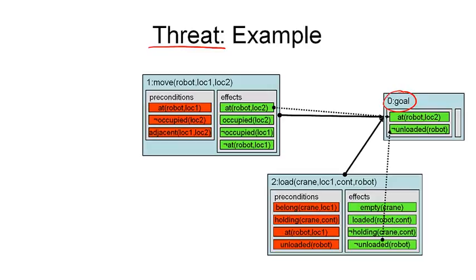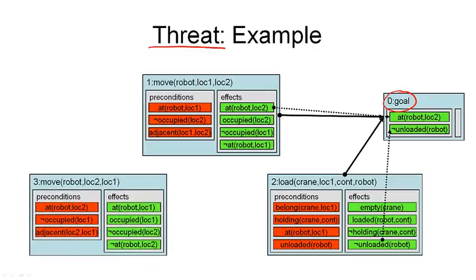Now what we do is apply more plan refinement operations. In this case, we add an action to the plan, this new move action over here. And the reason why we do this is because we want to support the precondition at robot location 1 with this new operator. So we have inserted a causal link for this, and we also insert an ordering constraint because the action that is the provider must come before the consumer.